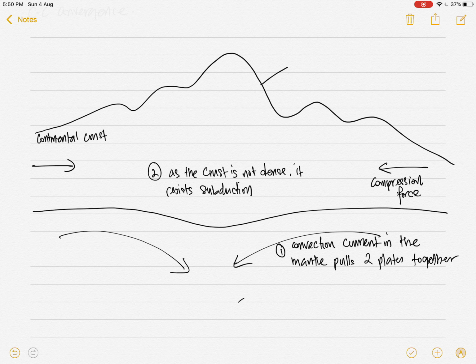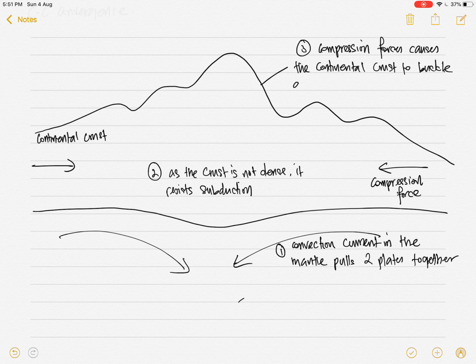And we last label the process that results in this. Compression forces cause the continental crust to buckle and fold upwards, forming the fold mountains.